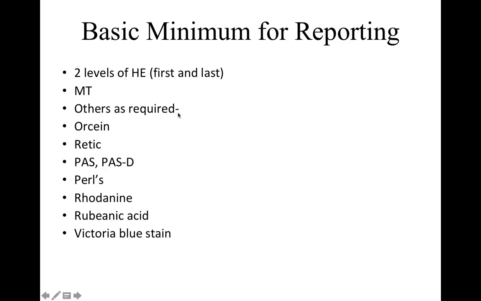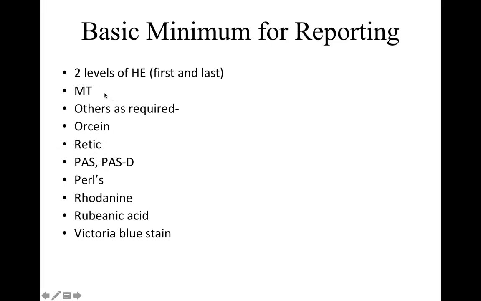Other stains can be done as required, or if you are not in a resource constrained area, you can do all the stains like Orcein, Retic, PAS-D, Pearl stain, Rhodanine, Rubeanic, and Victoria blue stain. Now, for the connective tissue in the liver, we need three stains, that is MT stain, Orcein, and reticulin.